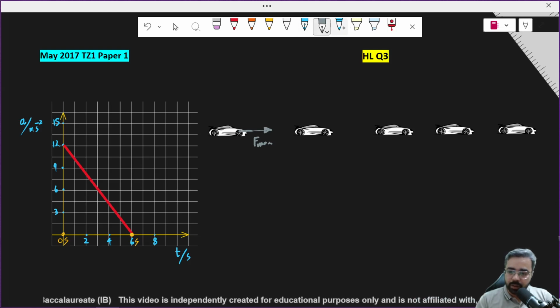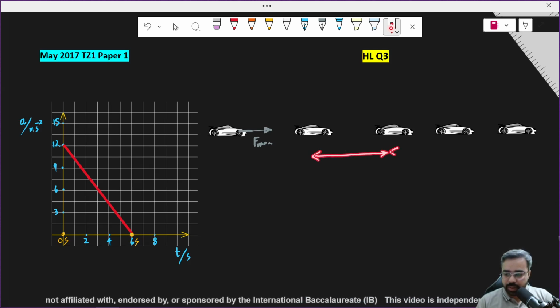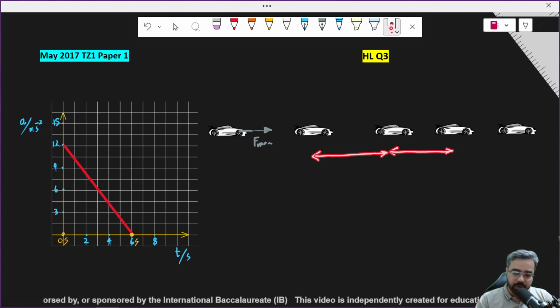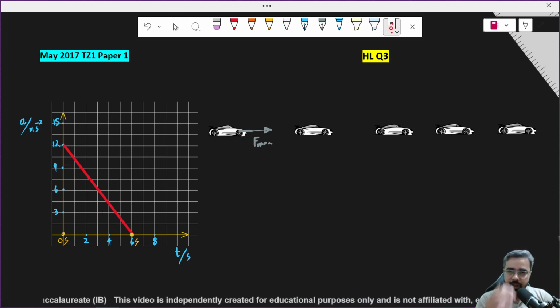So that's why you also see that the distance covered in this interval is maximum, and the distance covered in every next interval is decreasing. Why? Because look at the graph, acceleration is decreasing. So that's why the velocity is increasing, but the distance covered in every next interval is decreasing.